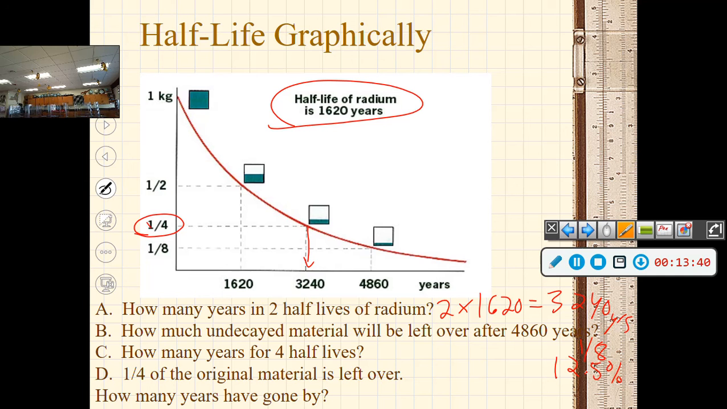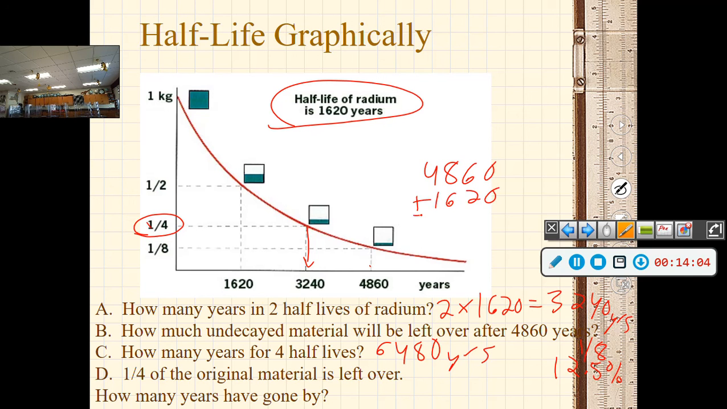Okay, so how many years for 4 half-lives? So all you do is the same thing. You could do 4 times 1620. Okay, and it's 6,480 years. Or technically you could take this number, the 4,860, and you could add the 1620, and that will give you the same answer. So there you go. Either way, it works. Whatever you're more comfortable doing, so 4 times 1620, that's what I did.